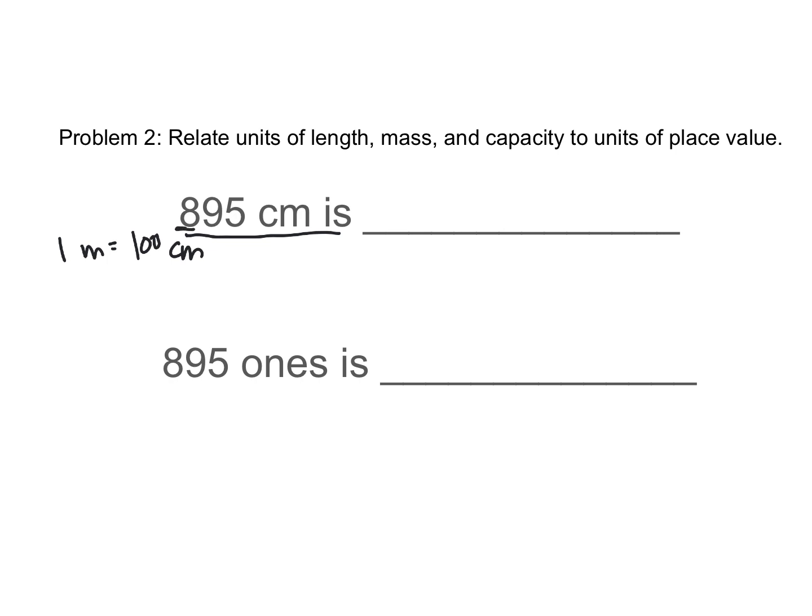So if we have 800 centimeters, we could say that we have 8 meters, 95 centimeters. If we were going to put that on a place value chart, we could look at 895 ones is 8 hundreds, 95 ones. So you can see, again, there's sort of this relationship that we could figure out how to put that onto a chart.